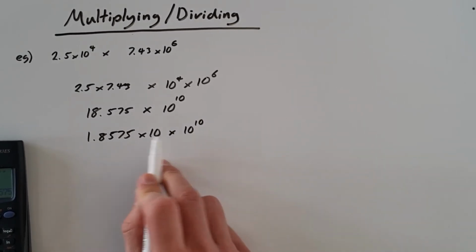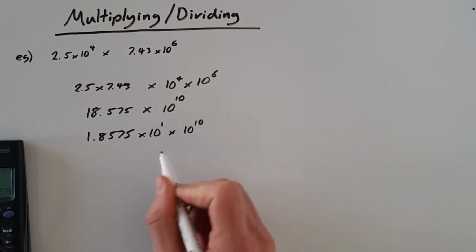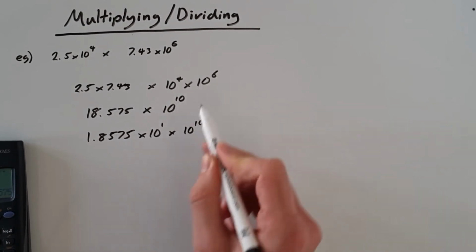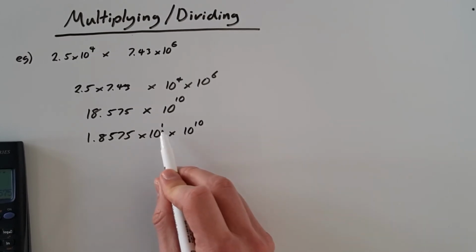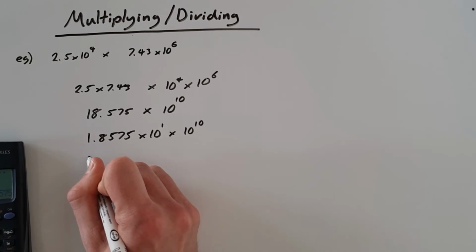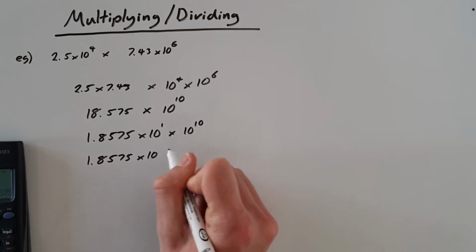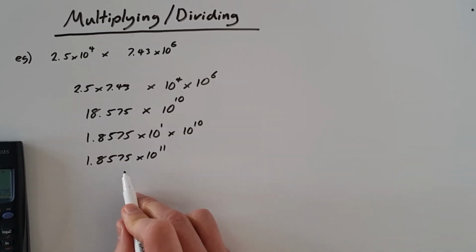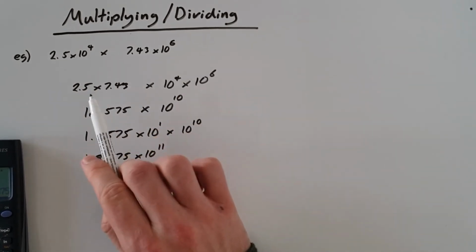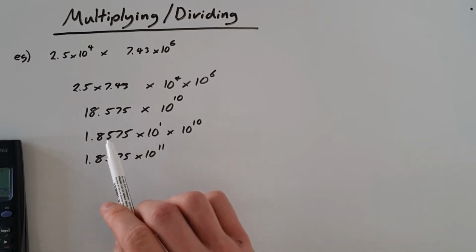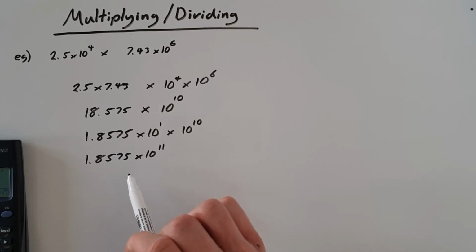Then just to tidy this up, 10 on its own is the same as having 10 to the power of 1. So now we can follow the exact same rule that we did up here, where we add the two powers. 10 plus 1 will be 11. So this in standard form would be 1.8575 times 10 to the 11. And that's the answer to this one at the top. We just take the two numbers out the front, multiply those, and then add the powers, and then do a little bit of tidying up at the end to convert it back into standard form.